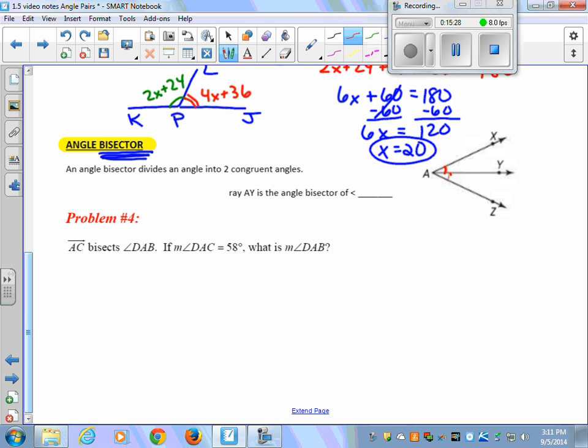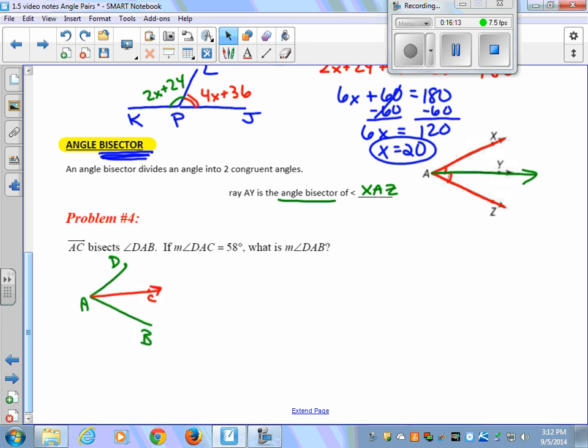This angle here and this angle here are congruent, which means that ray AY is called the angle bisector. And it's the angle bisector of angle, you name it, XAZ or ZAX. Okay, so this last problem here: ray AC bisects angle DAB. Here's angle DAB, and we have ray AC, we're told, bisects that angle.